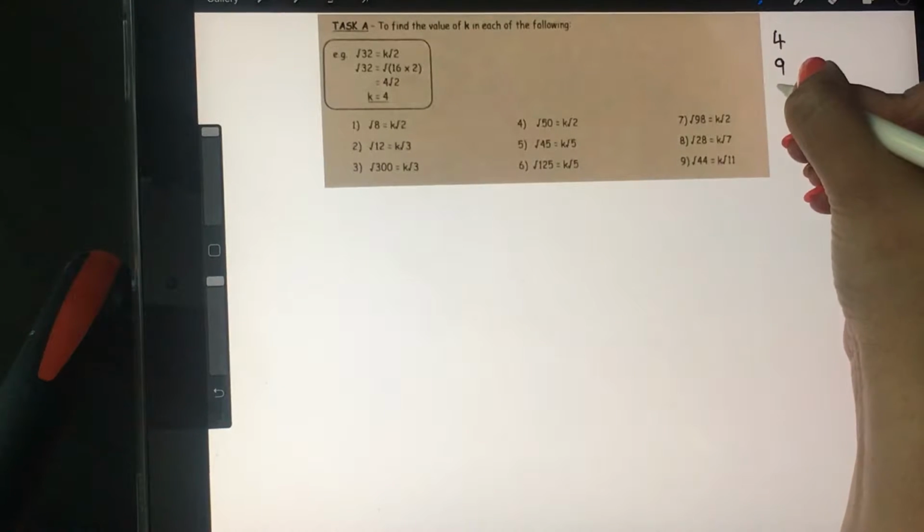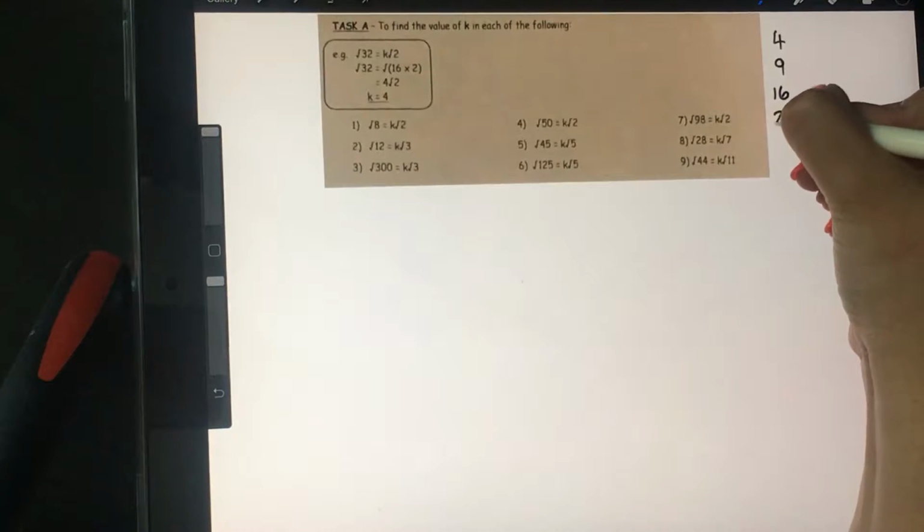Right, so first of all you need to know your square numbers. Your square numbers are numbers where if you multiply two numbers together you get a square number. So 2 times 2 is 4, 3 times 3 is 9, 4 times 4 is 16, 5 times 5 is 25, 6 times 6 is 36, etc., etc. These square numbers need to be divided into surds to be able to simplify them.